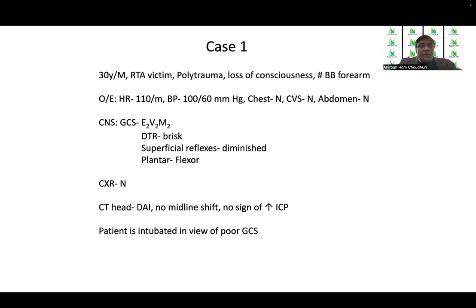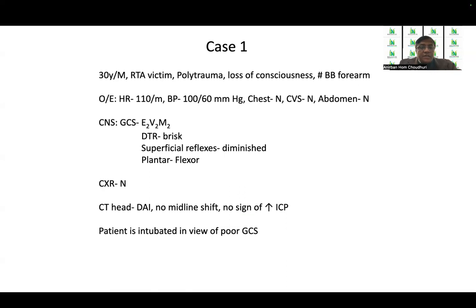A 30-year-old male, a victim of road traffic accident due to polytrauma, presents with loss of consciousness and fractured both bones of the forearm. On examination, his heart rate is 110, blood pressure is 100/60. The chest, CVS, and abdomen are normal. But in CNS, the GCS score is 6, E2, V2, and M2. The deep tendon reflexes are brisk. The superficial reflexes are diminished, and the plantar is flexor.